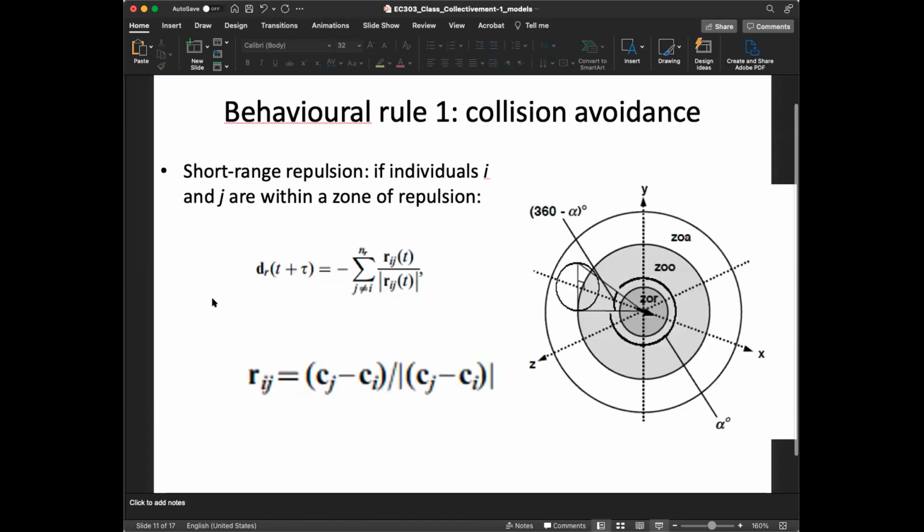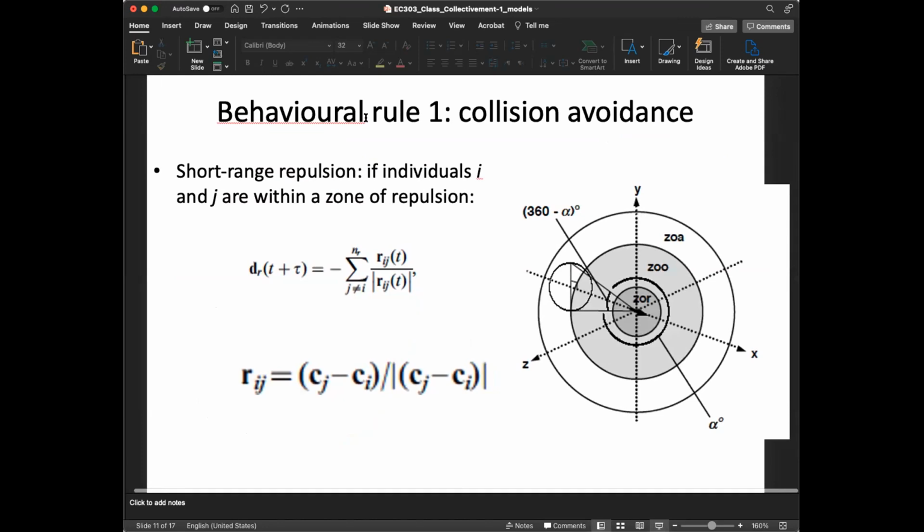Let's see what it does. So it has 3 behavioral rules, not just one. What you are seeing here is a pictorial representation of an individual represented by an arrow at the center, and 3 zones. The first zone is called the ZOR, or the zone of repulsion.